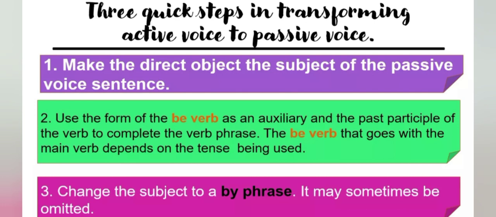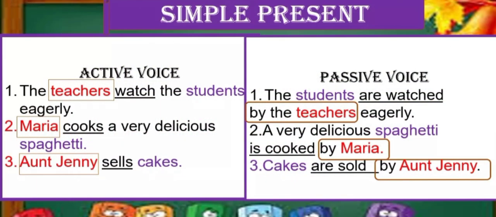So let's try to look at the examples now. I tried to differentiate how to change active to passive in the simple present, simple past, then the simple future. Then I'll also be using one sentence and change it into different tenses for you to better understand how to change from active to passive. So let's focus first on the simple present.